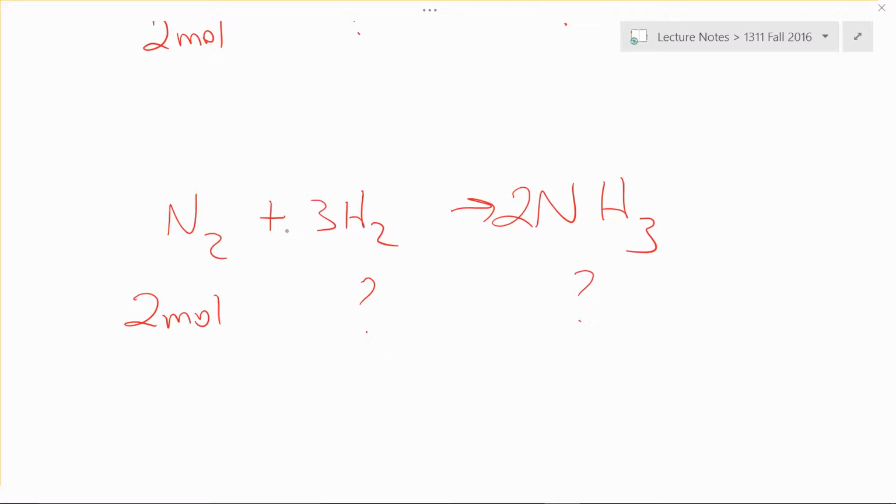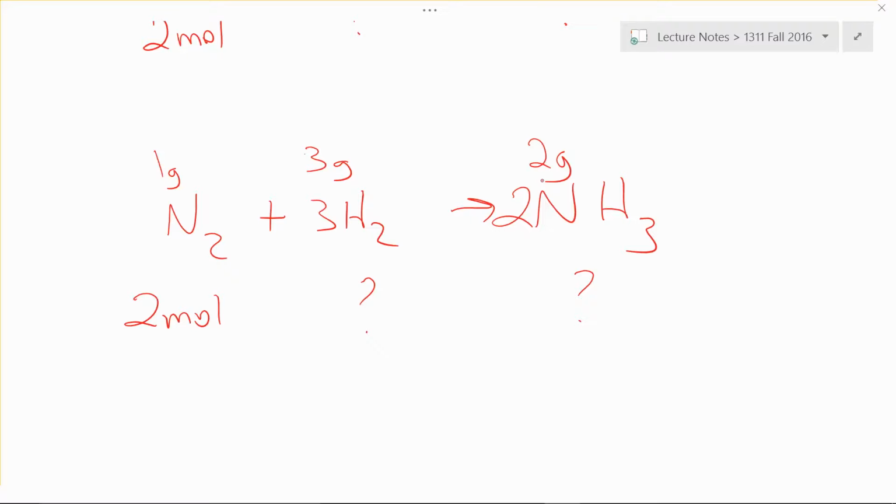Okay? So the chemical equation is telling me the ratios. It's helping me see the outcomes. Okay? And it is not doing it in gram amounts. Right? These coefficients don't stand for grams. 1 gram of N2 plus 3 grams of H2 is going to produce 2 grams of NH3. Does that make any sense?